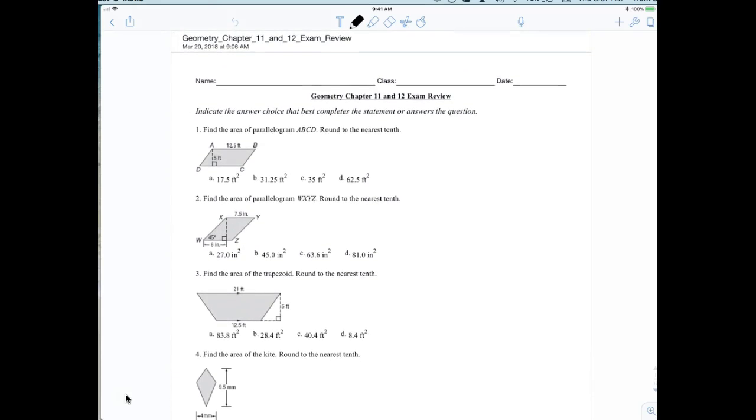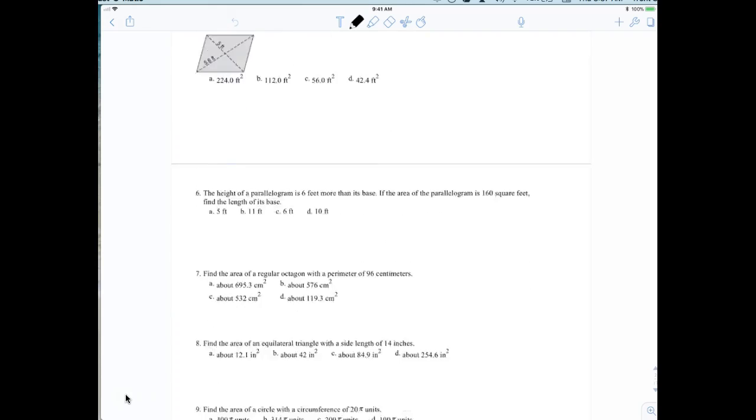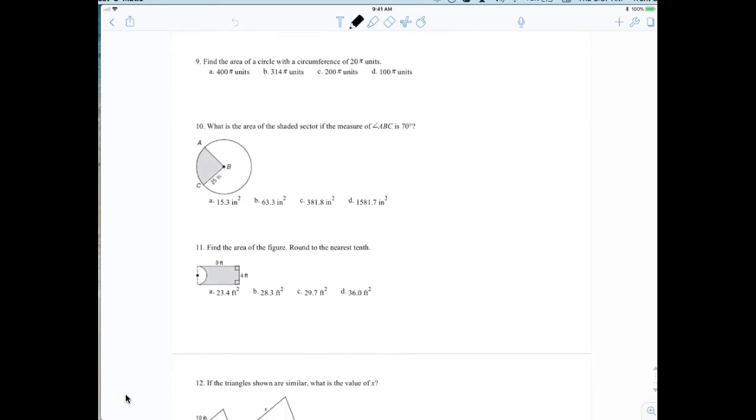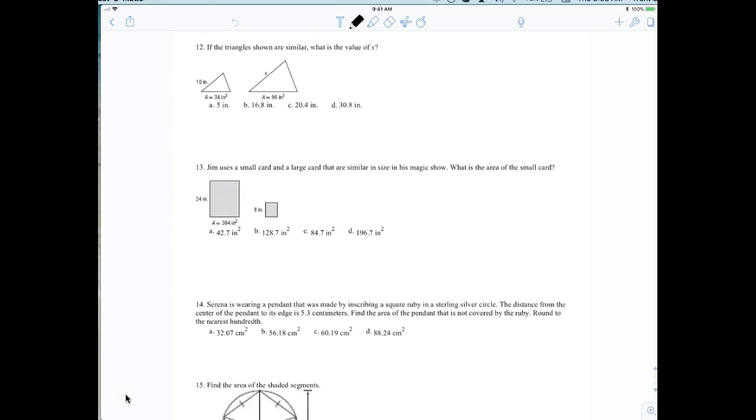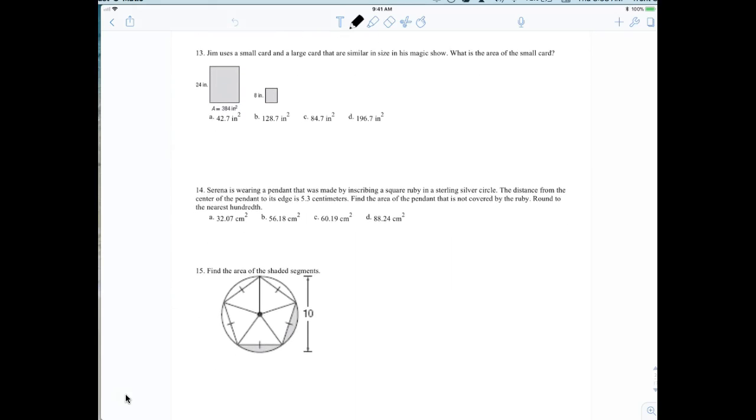Yes. Number 14. All right, let's take a look at 14. No, this is two questions. It says the distance from the center of the pendant to its edge is 5.3 centimeters. But wouldn't the edge be the side of the square? Hold on.